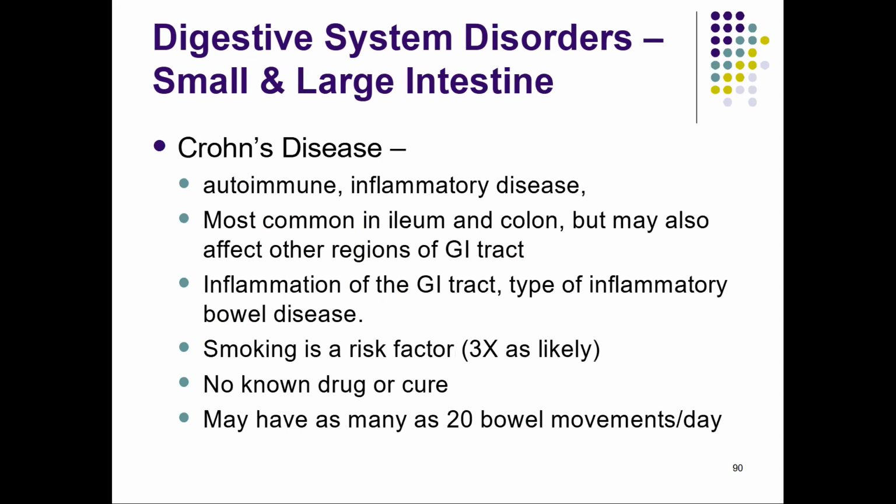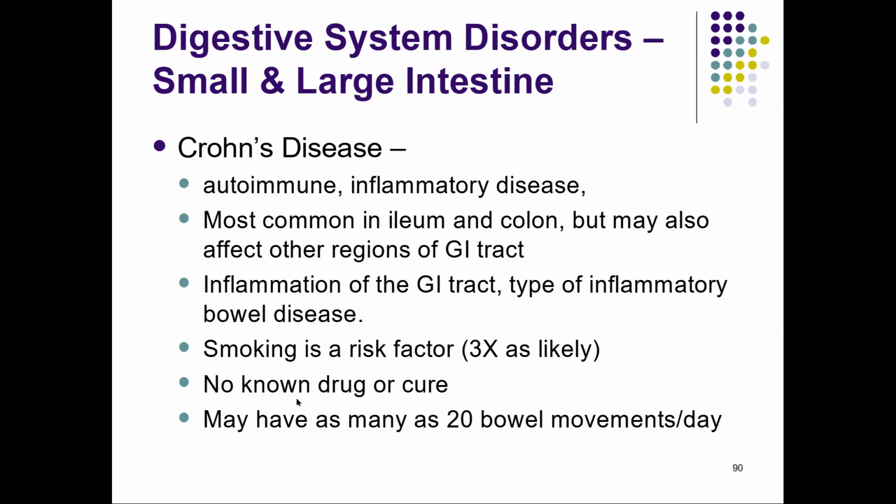Now, Crohn's disease. This is an interesting one. And more people are getting Crohn's disease. This thing used to be very, very rare, right? Because this is an autoimmune disease causing inflammation of various parts of your digestive tract, right? As I said, it's most common in the ileum and the colon, but may affect other parts of the GI tract as well, right? So inflammation, type irritable bowel disease, if you've ever heard of that, same kind of thing. Once again, smoking increases the likelihood of getting this. Look at this one here.